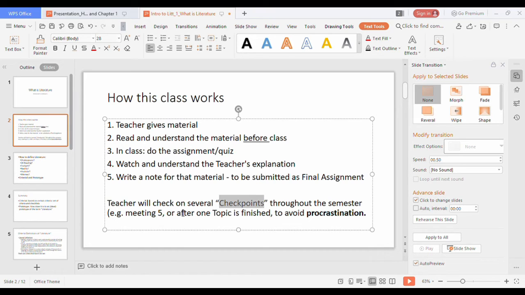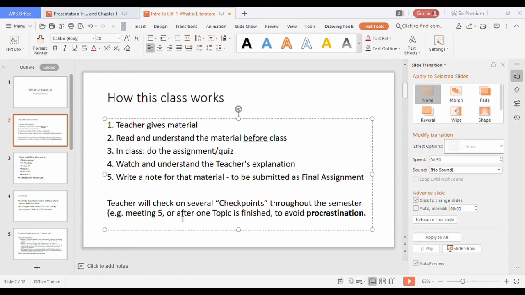But if you procrastinate, you will just speed run your notes and your summary, and you do not get to learn the knowledge. We want to avoid that. We want to avoid cramming, putting everything in at the last minute. So to avoid that, I will check on your notes on several checkpoints throughout the semester.